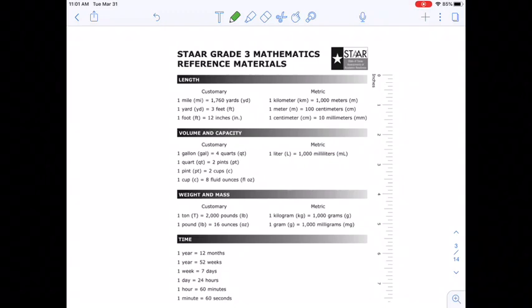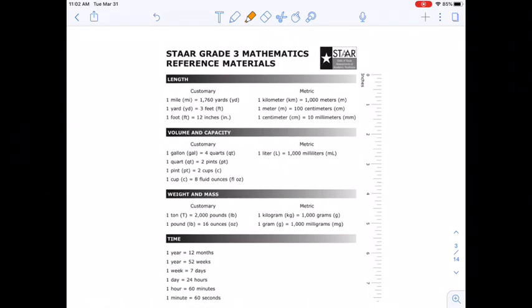Yesterday we talked about weight and capacity. Capacity meaning how much something holds, and weight meaning how much something weighs, or how heavy or how light it is. Today we want to look at how things are weighed or how things are measured when we're talking about their capacity. Looking at your STAR reference chart, we're going to be looking at the customary measurements today.